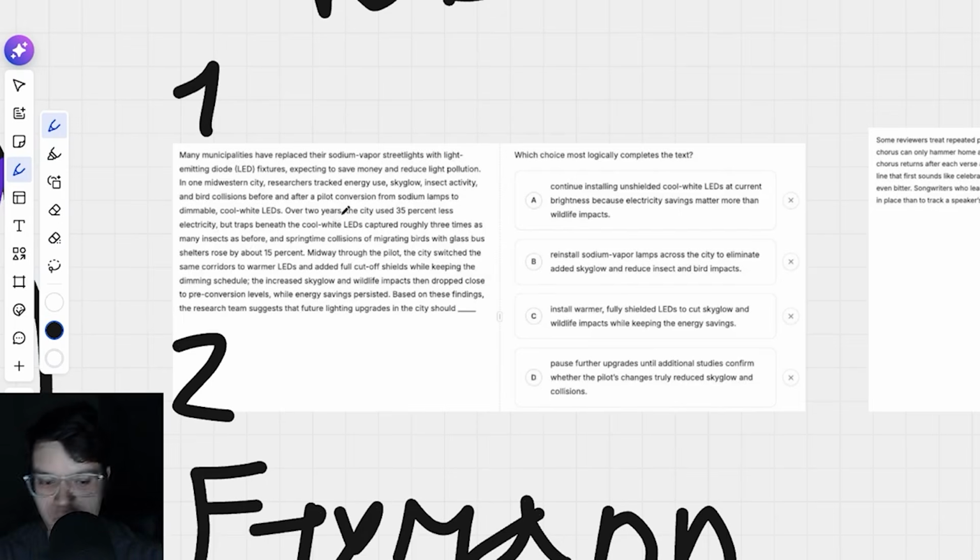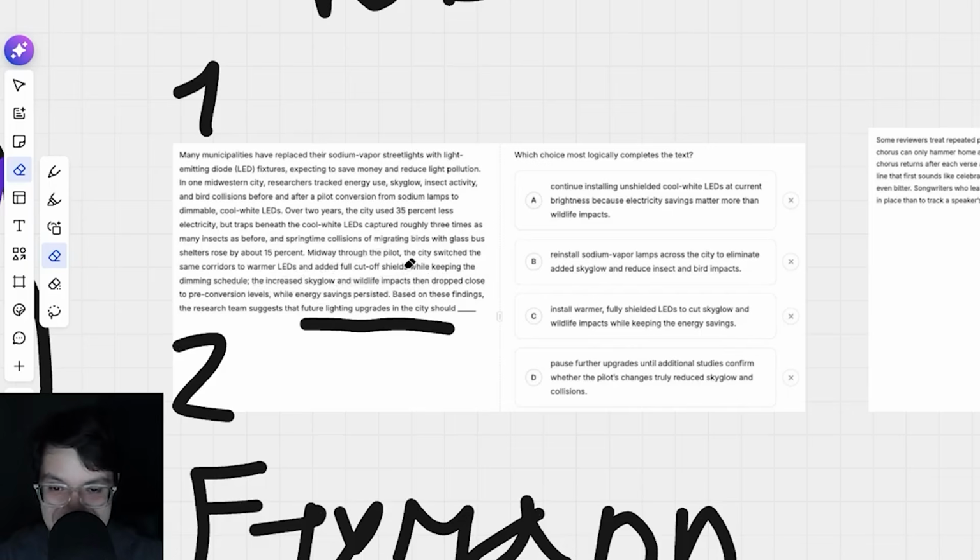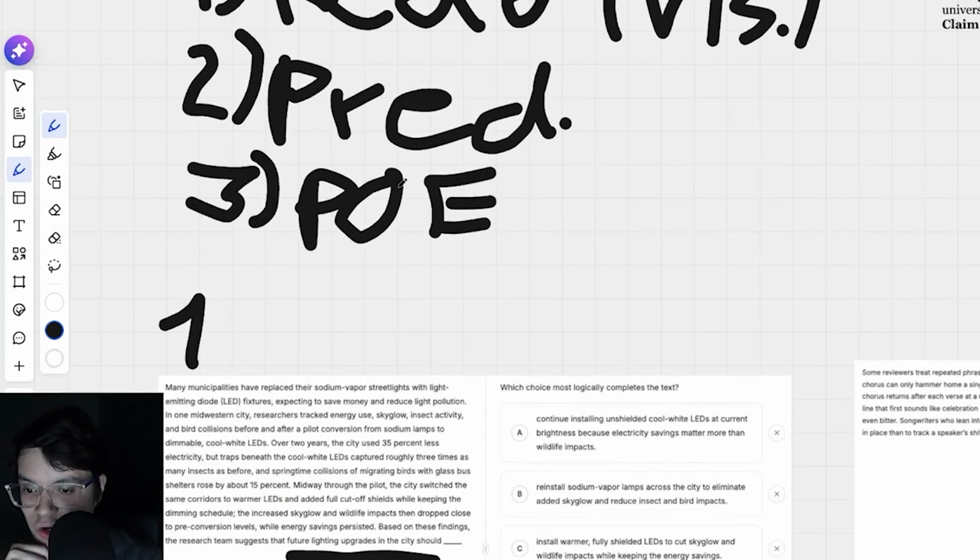So for this passage, my prediction would be that based on the findings, they suggest that they should use the warmer LED light and also add the cutoff shields. That seemed to pretty much solve all the problems: it protected the animals, but also protected the energy and the money. So that's probably the best idea here. And then finally what we get here is the process of elimination.